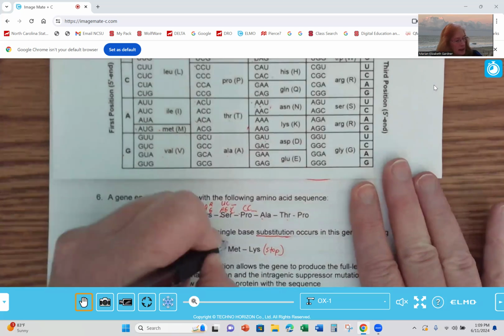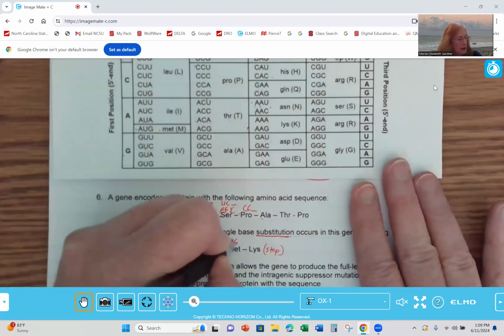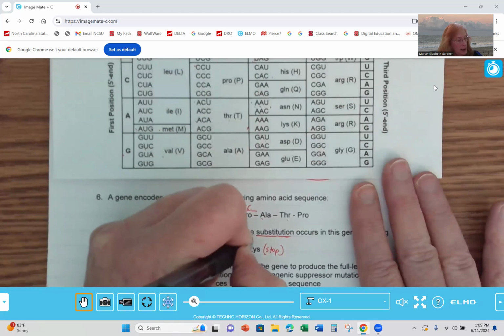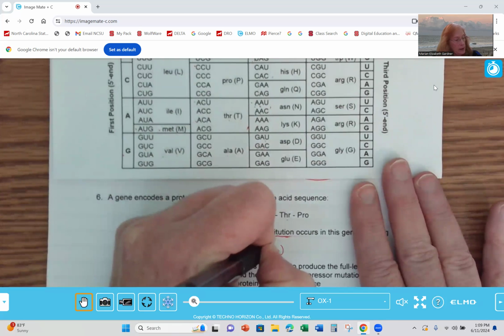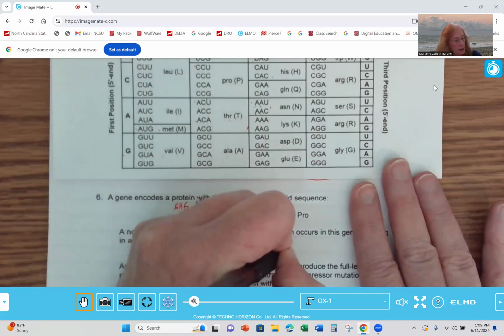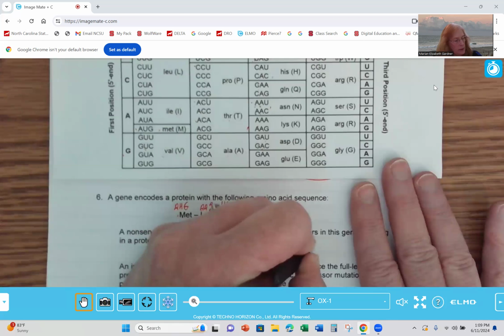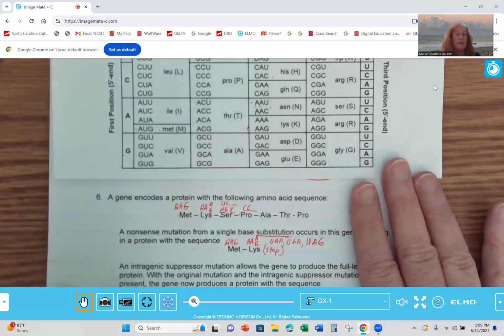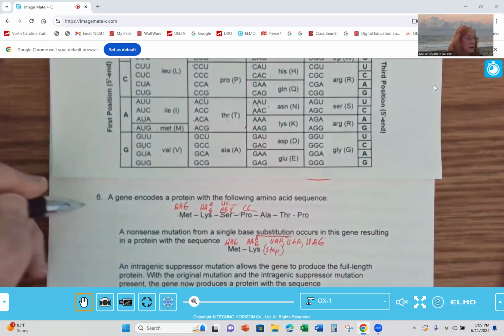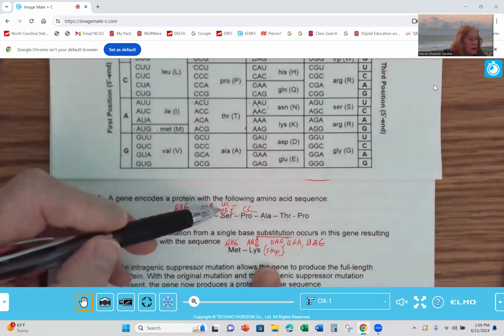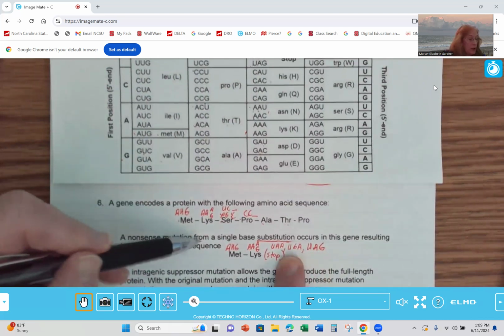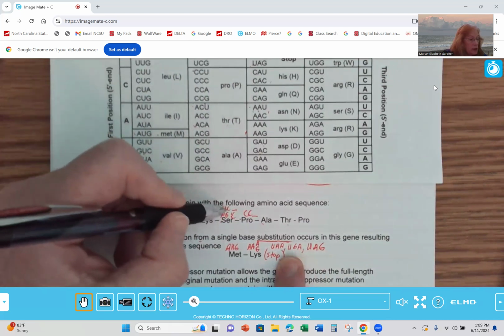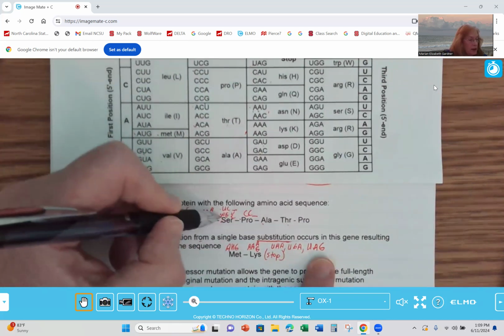So met, AUG, lysine, either A or G, and then a stop codon, UAA, UGA, and UAG. It's one of those three. So what I'm thinking here is the codon for serine changed to one of those, and it said a single base substitution. So I want to look for one that's close. UC anything or AG something.